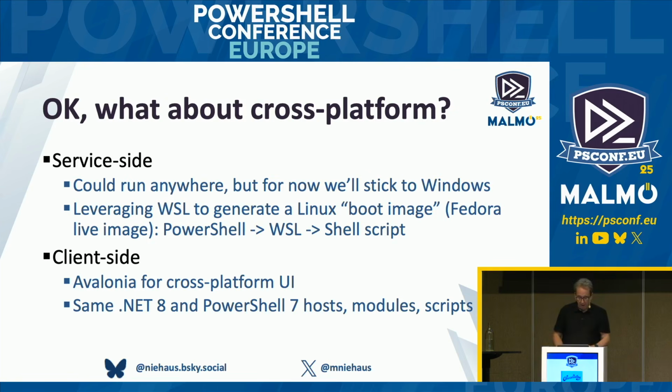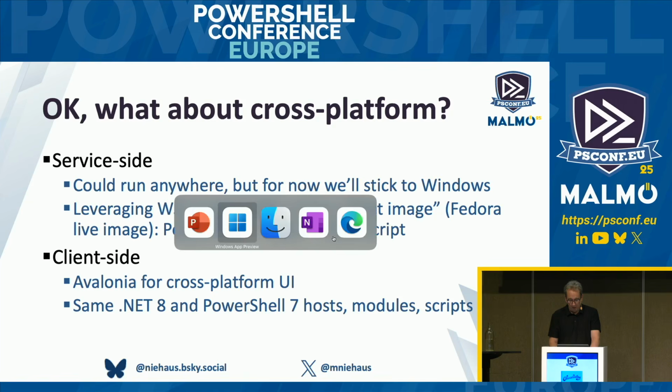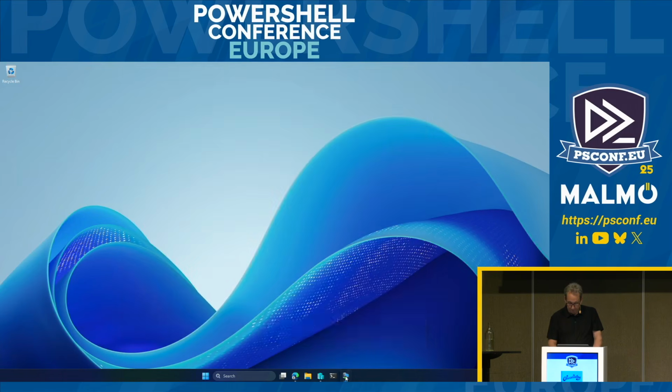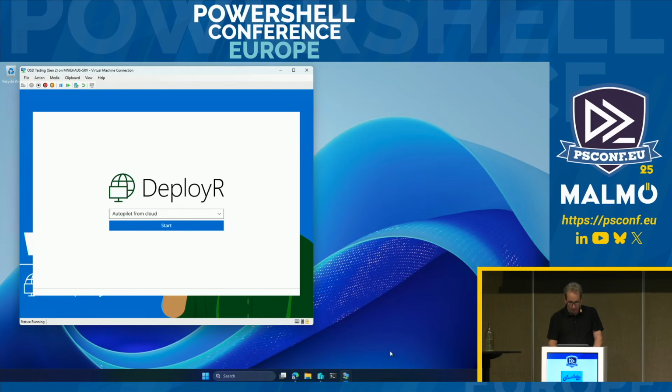So the UI pieces are written in Avalonia. Avalonia is a cross-platform UI. It runs fine in Windows PE, on the full OS, in Linux, on Mac OS, everywhere else. But all the rest of the code is exactly the same between the two. So if we switch over to a different client, this one's booted into Linux.